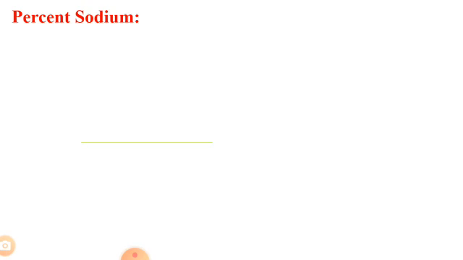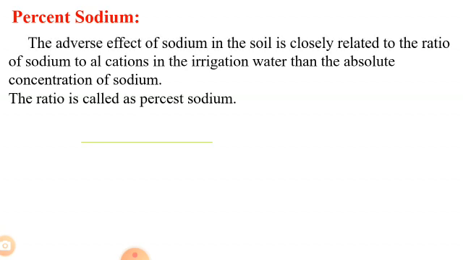So the next point is percent sodium. What is percent sodium? The adverse effect of sodium in soil is more closely related to the ratio of sodium to all cations in the irrigation water than to the absolute concentration of sodium. The ratio is called percent sodium, and we can calculate it with this formula: percent sodium is equal to Na+ divided by Ca2+ plus Mg2+ plus K+ plus Na+.